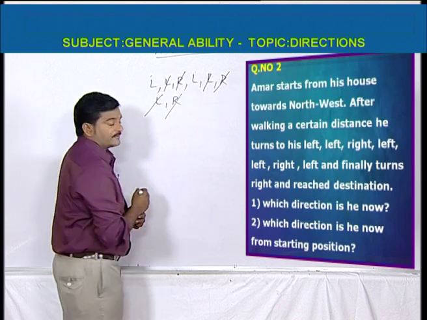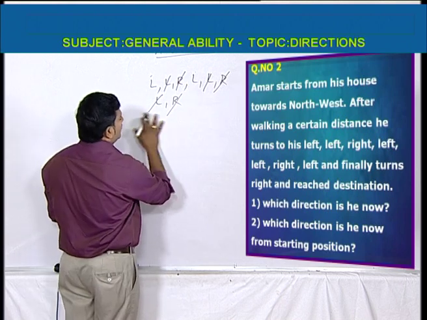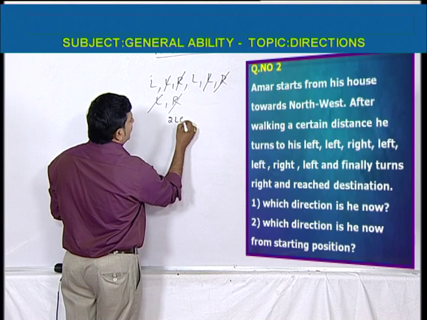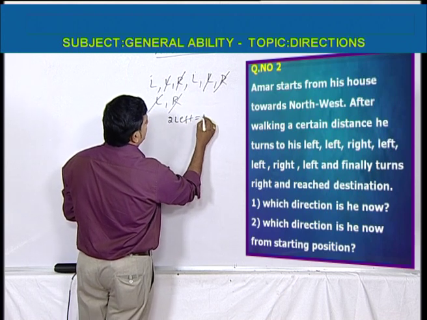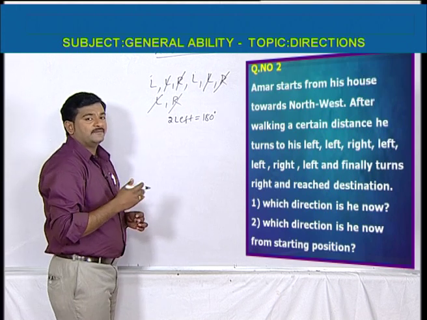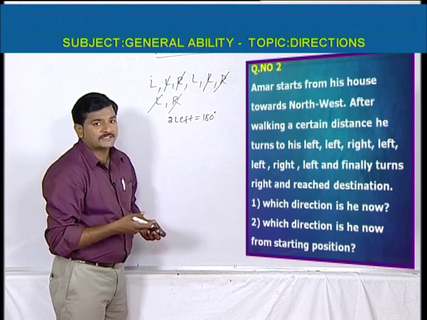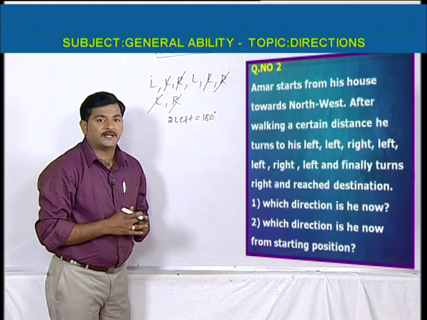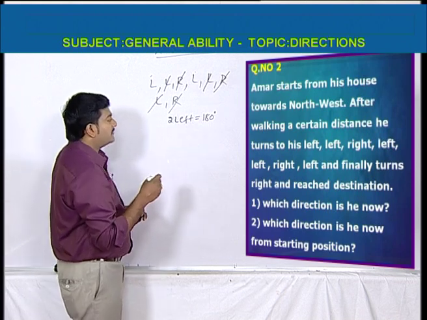How many lefts am I getting? Only 2 lefts. So we know already 1 left is equal to how many degrees? 1 left is equal to 90. So now how many lefts am I getting? 2 lefts. 1 left is equal to 90. 2 lefts is equal to how much? 180 degrees. Now initially he mentioned one thing.